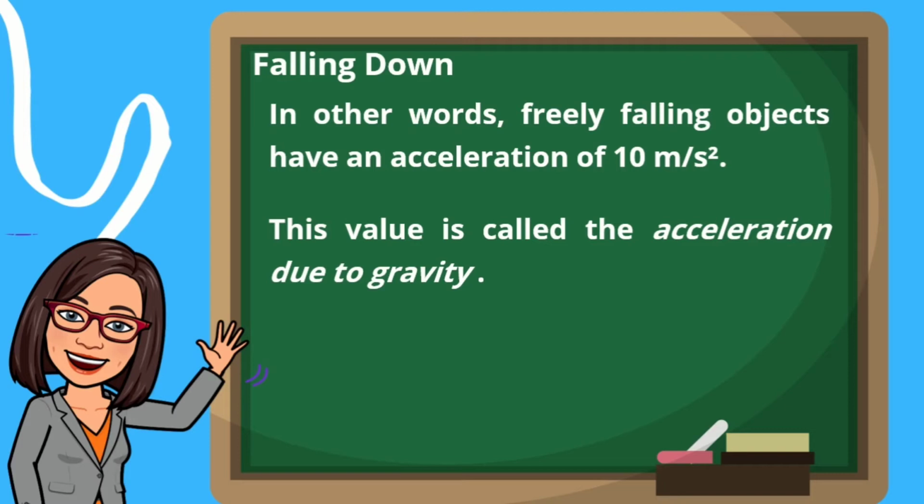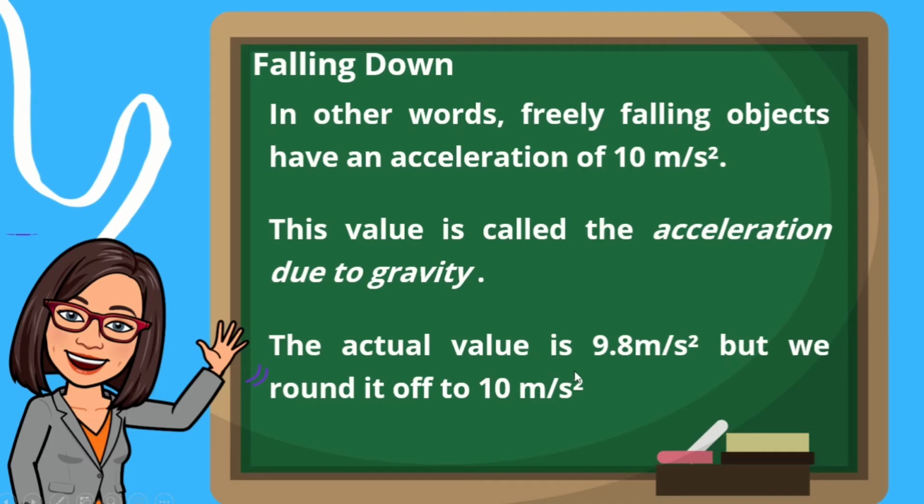Nag-a-accelerate siya, nagbabago yung bilis niya because of the pull of gravity. The actual value is 9.8 meter per second squared. But we round it off to 10 meter per second squared for convenience in computation. Mas madali natin makakompute kung 10 yung gagamitin natin. But remember, the actual value is 9.8 meter per second squared.